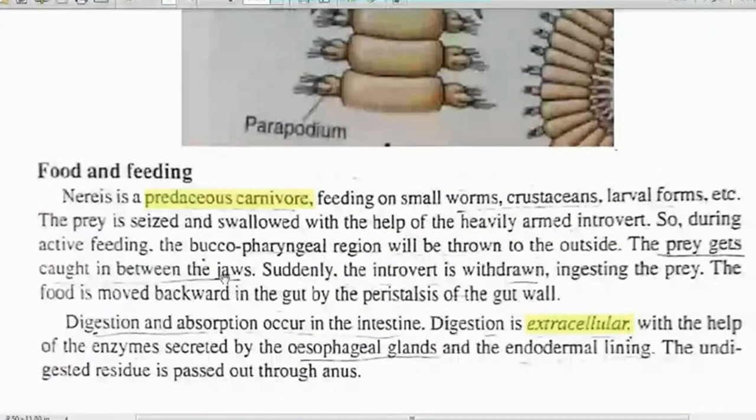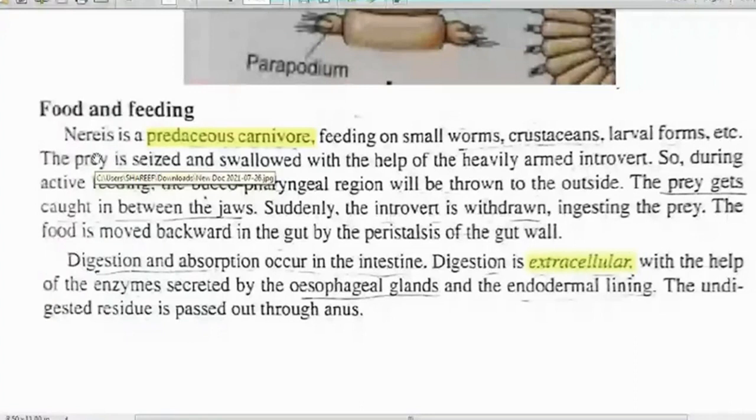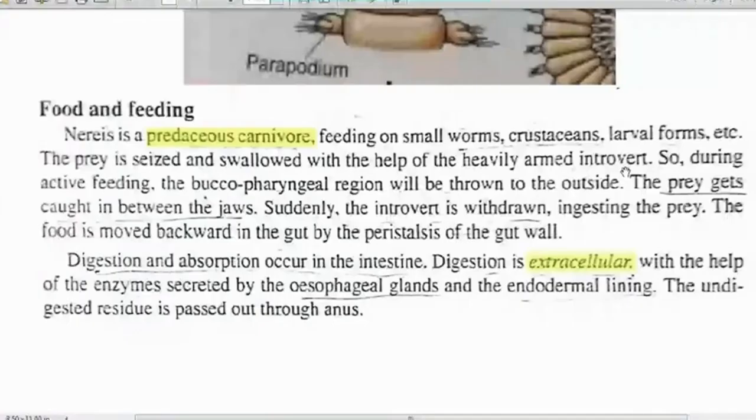Nereis, as I told you, is a predaceous carnivore that predates on prey animals. It feeds on small worms, small crustaceans, and certain larval forms. Such small animals are the prey for Nereis. The prey is seized and swallowed with the help of a heavily armed introvert. Thus, it is seized by the proboscis, which is formed by the protraction of the buccopharyngeal region.